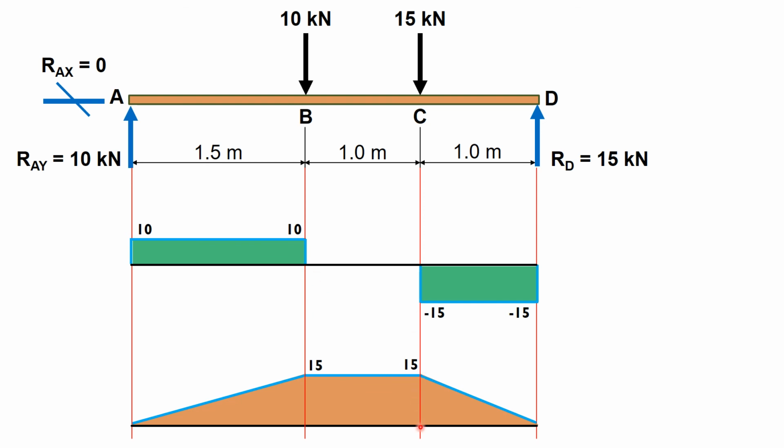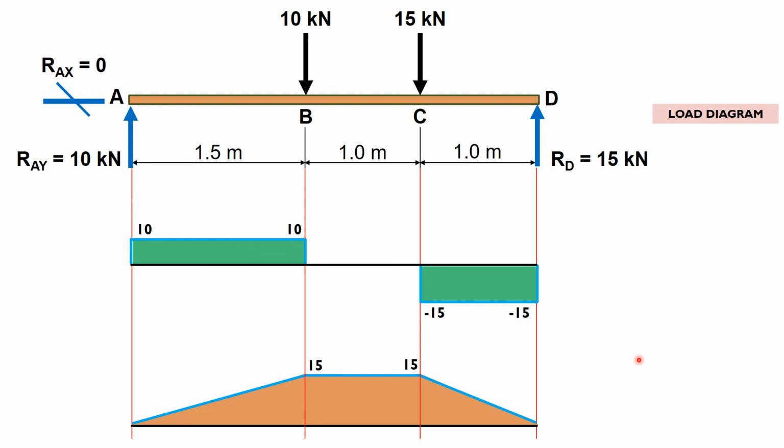For segment CD or for point C, na may nakakonect na CB and CD, sa moment diagram, to the left of C, you have 15, and to the right of C, you also have 15. So, for the moment diagram at point B, you have 15 kilonewton meter. One value of moment dito sa B. Sa C, one value lang din. Although nagkaparehas sila, nagkataon na parehas yung values.